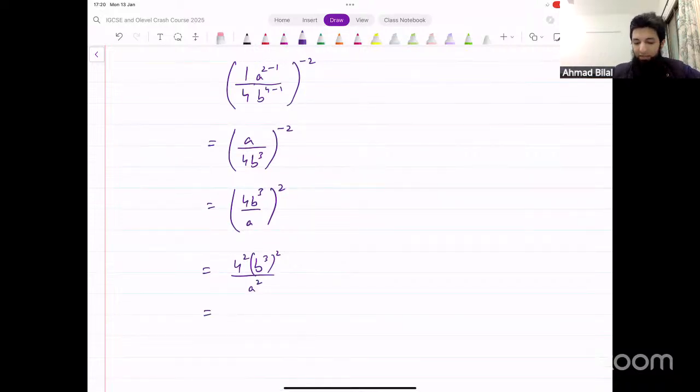4 squared is equal to 16. B raised to power 3 times 2. You multiply the powers, 3 and 2. What does that give you? That gives you 6. And in the denominator, you have a squared. And that's the simplified form for this.